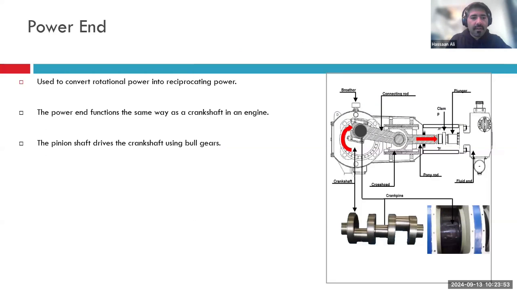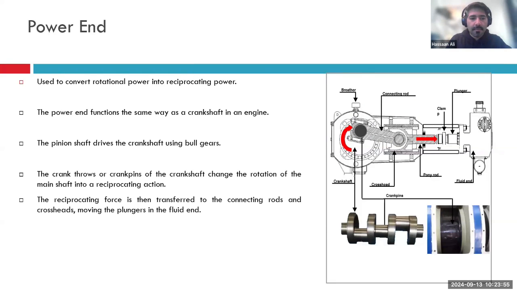So the power end is essentially the power end of the pump, which you can see right over here. This is what we call a power end. You can characterize the power end because that would have the biggest diameter or cross-sectional area. The power end will have your crankshaft that is essentially used to convert the rotational power into reciprocating power. It acts very much the same way as the crankshaft in an engine.